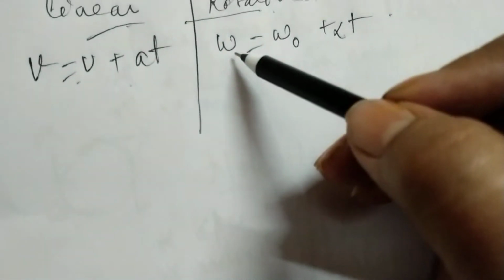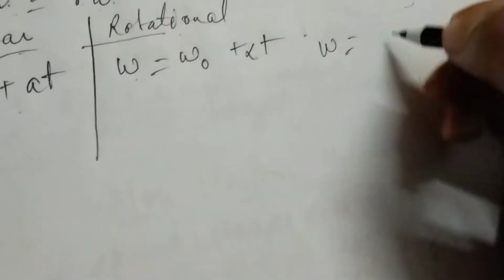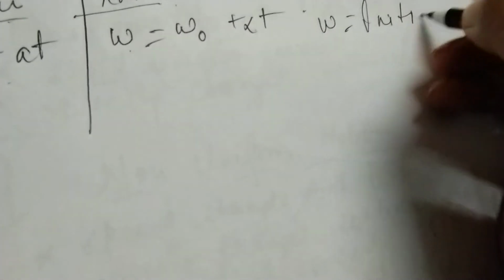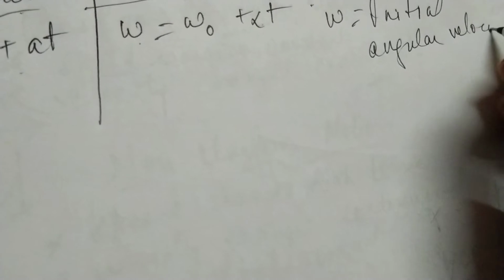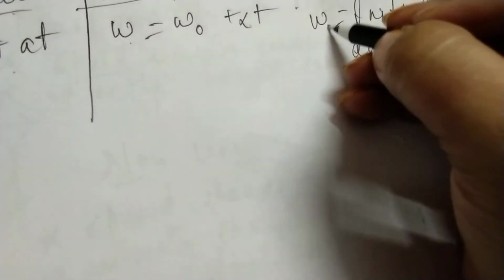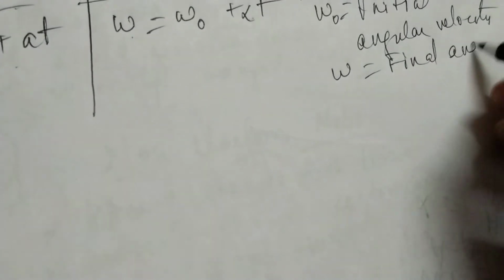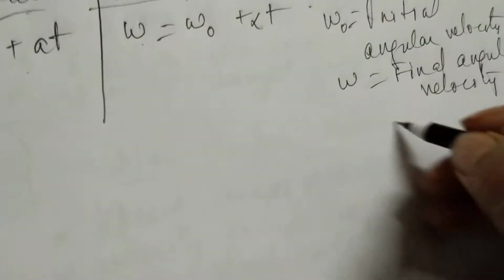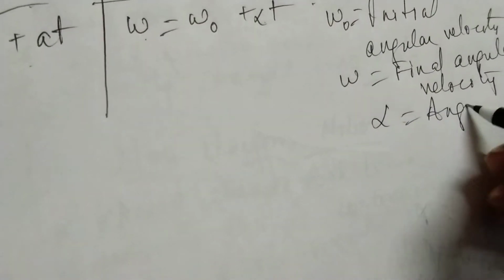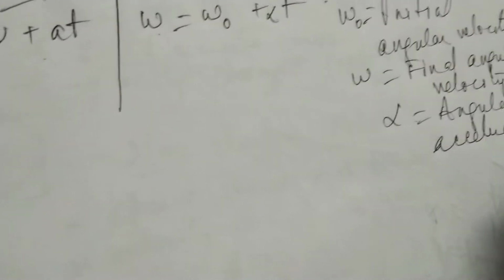So we have the formula V is equal to U plus AT. We can write this formula as omega is equal to omega naught plus alpha T. Here omega naught is the initial angular velocity, omega is the final angular velocity, alpha is the angular acceleration, and T is the time.